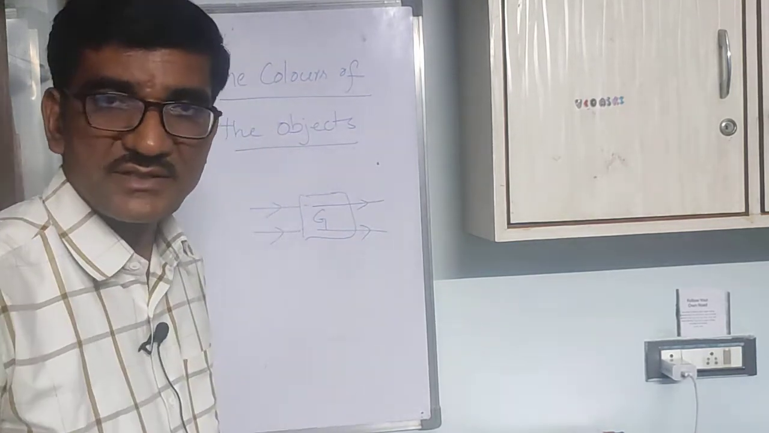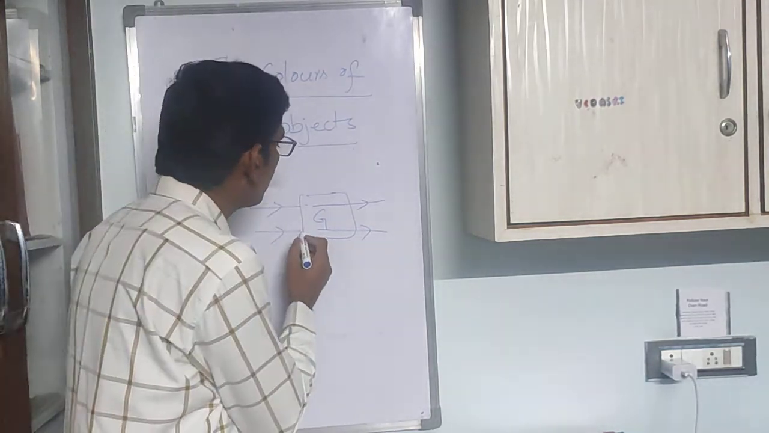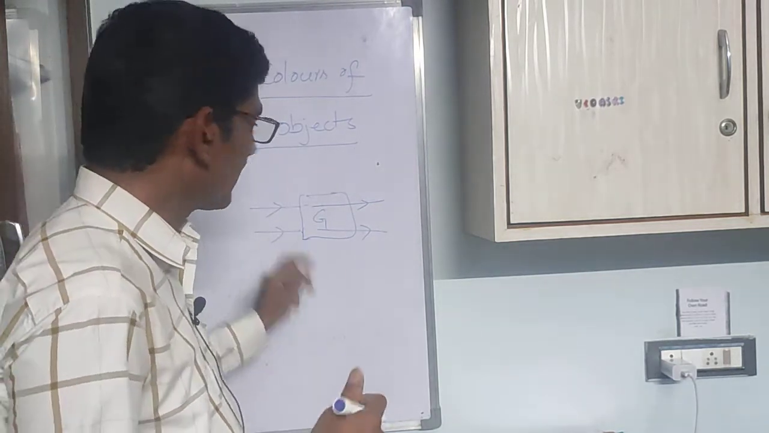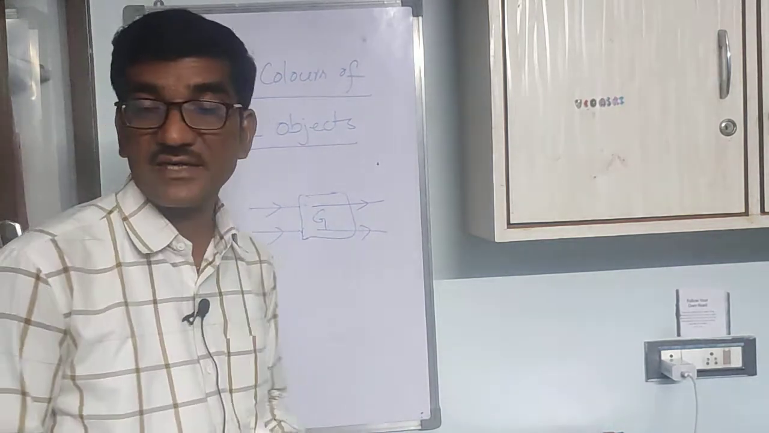Then we call it a transparent material. It is transparent to the light we are using here. Here you do not see any color of this glass piece.